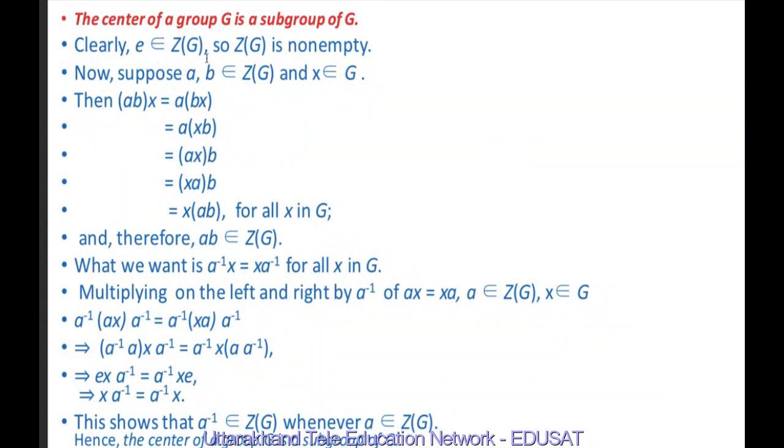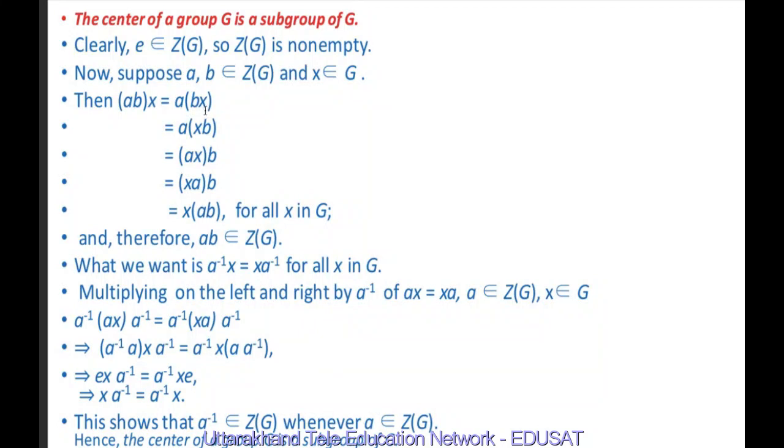Clearly, e belongs to Z(G), so Z(G) is non-empty, because e commutes with every element of G: ex is equal to xe is equal to x. Now suppose that a and b belong to Z(G) and x belongs to G. So we may write (ab)x as a(bx).